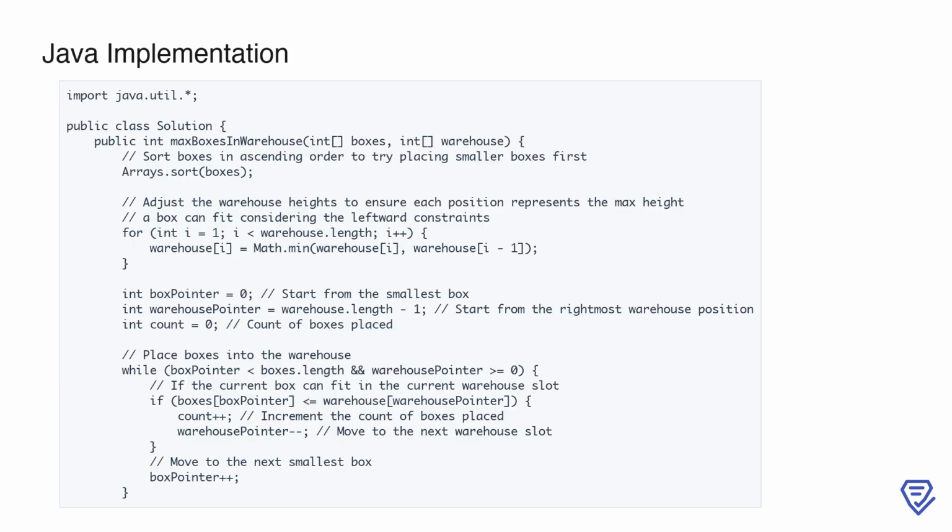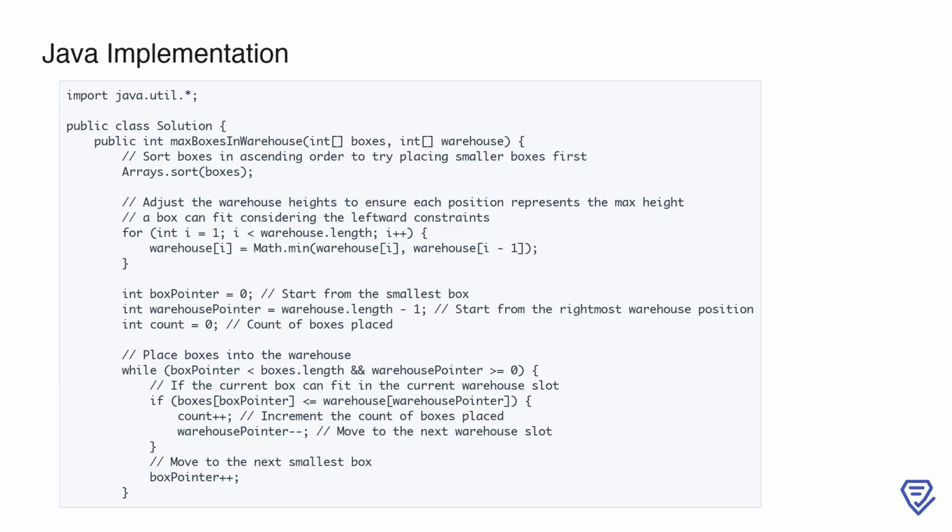Now, we set up 2 pointers, one for the smallest box, starting at index 0, and another for the rightmost warehouse slot, starting at the last index. We also initialize a count variable to track how many boxes have been successfully placed. Then, we use a while loop to attempt placing boxes into the warehouse.